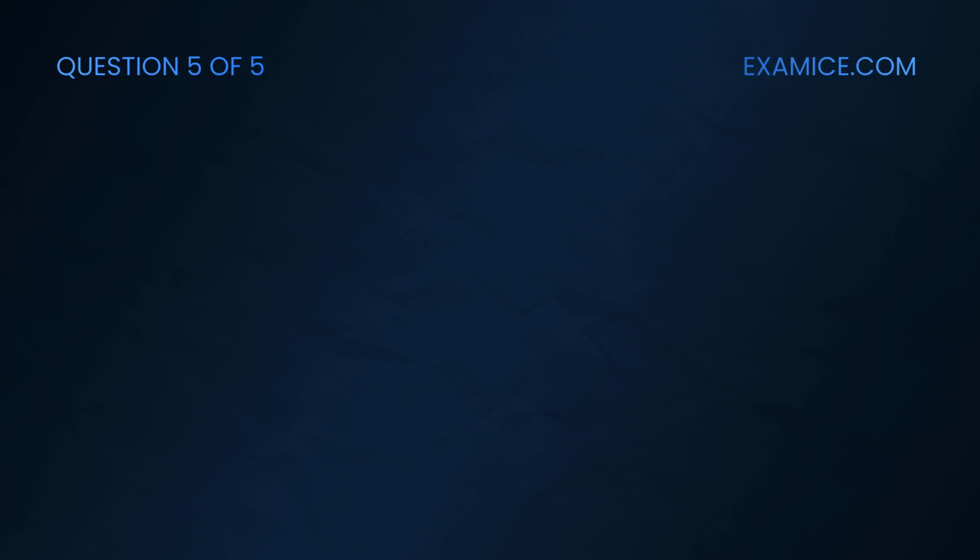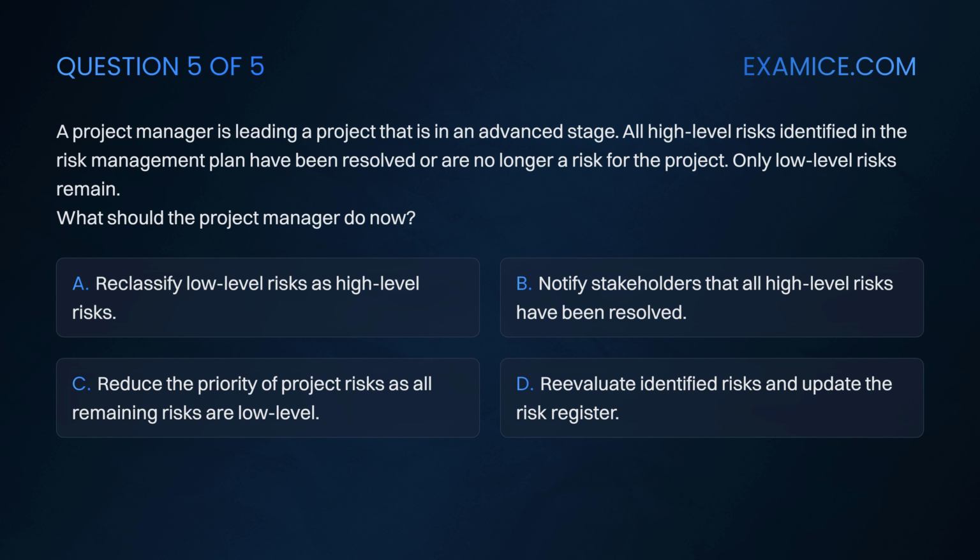Question 5. A project manager is leading a project that is in an advanced stage. All high-level risks identified in the risk management plan have been resolved or are no longer a risk for the project. Only low-level risks remain. What should the project manager do now?